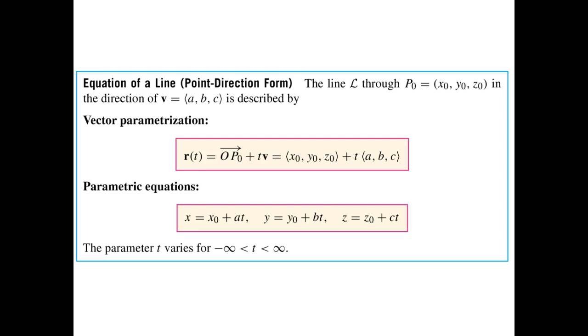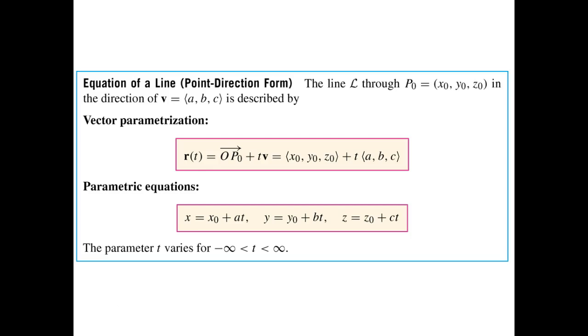The parametric equation would then be just each coordinate. The x coordinate would be x0 plus ta, y coordinate would be y0 plus tb, z0 plus tc. And that parameter t can vary from negative infinity to positive infinity. A very large negative number would be way down there somewhere, a very positive number would be way up there somewhere.